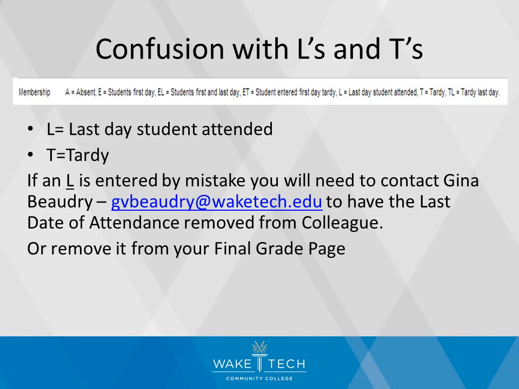Many times there is confusion with the difference between L's for the last day of attendance and T's for tardy. At the top of your web attendance screen, you'll see a little key that tells you what each of the things that you can put into web attendance are. A is for absence, E is for the student's first day, EL is for their first and last day, ET is when the students have entered and they were tardy on their first day, L is the last day of attendance, and T is for tardy, and TL is they were late on their last day of class. Do not get confused about L for the last day of attendance and T for the tardy.